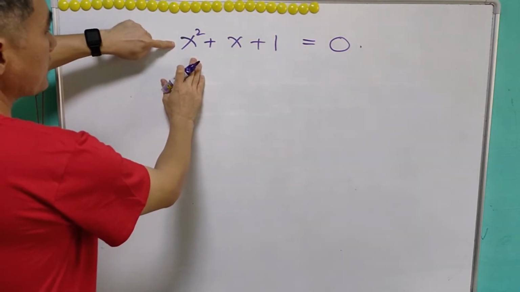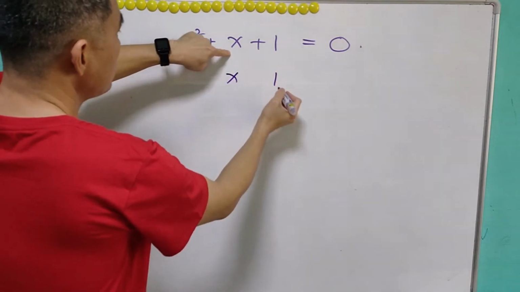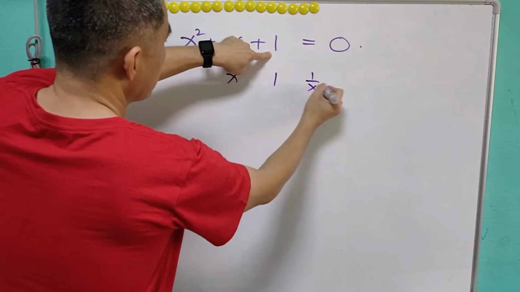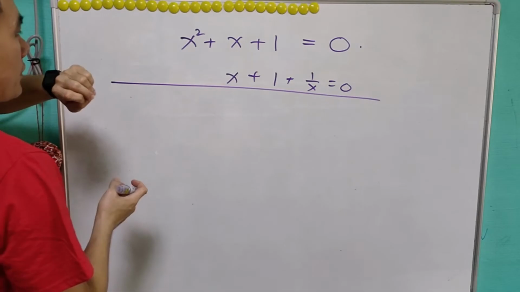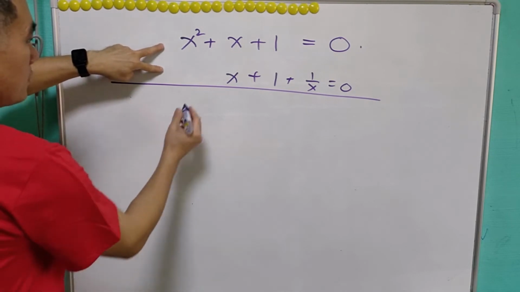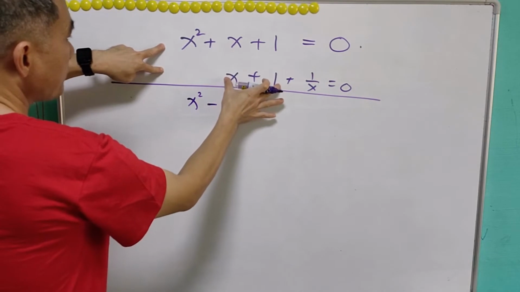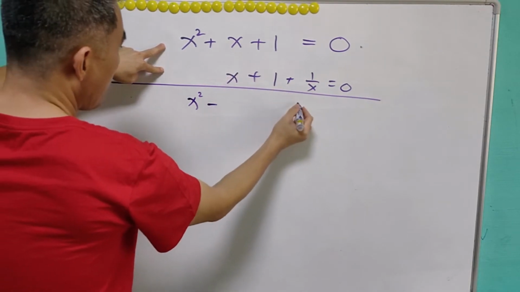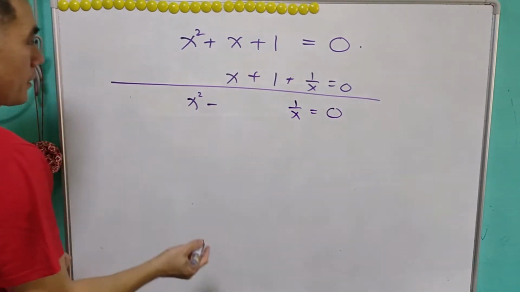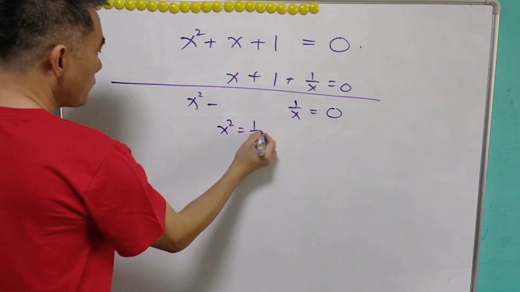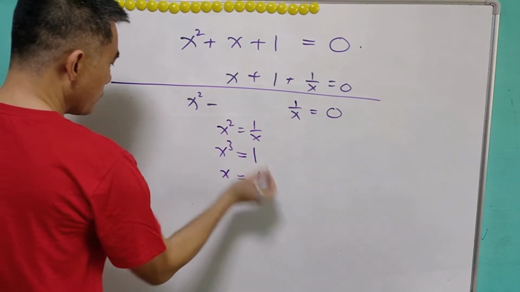After dividing this equation by x, x squared will become x, x will become 1, and 1 will become 1 over x, and this equals 0 again. We take the difference of these two equations, then x squared plus x plus 1 minus x plus 1 plus 1 over x will be cancelled off, and we have 1 over x equals 0. And therefore x squared equals 1 over x cubed equals 1, and therefore x equals 1.